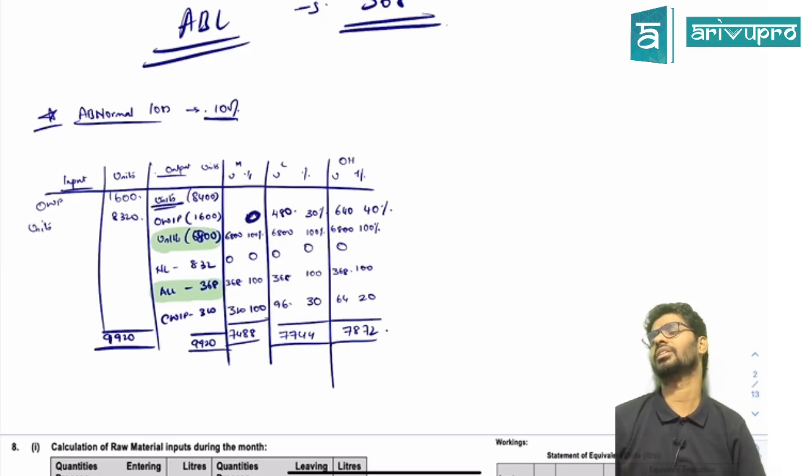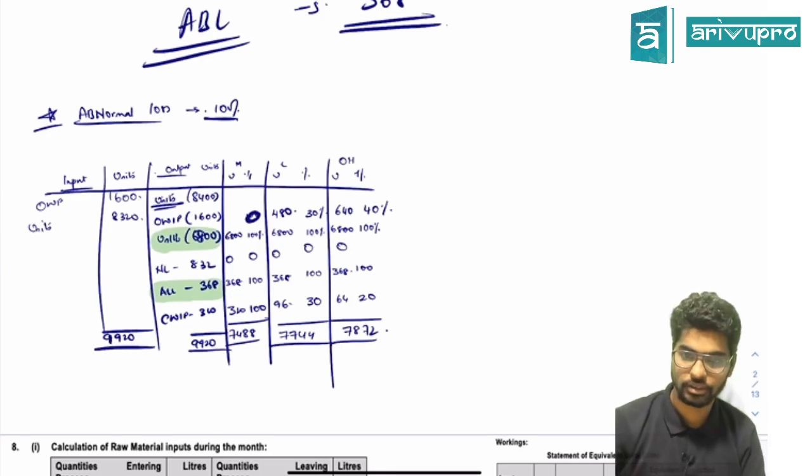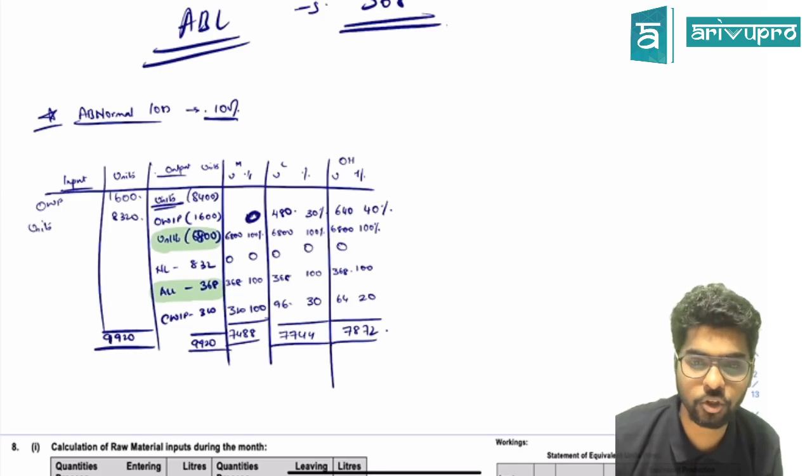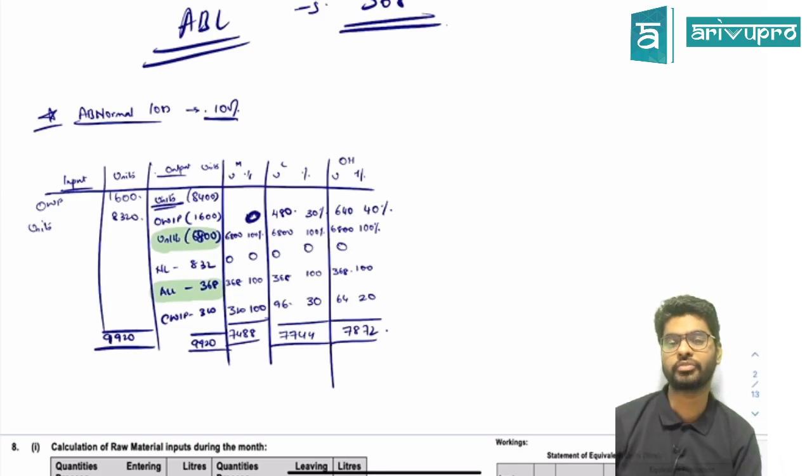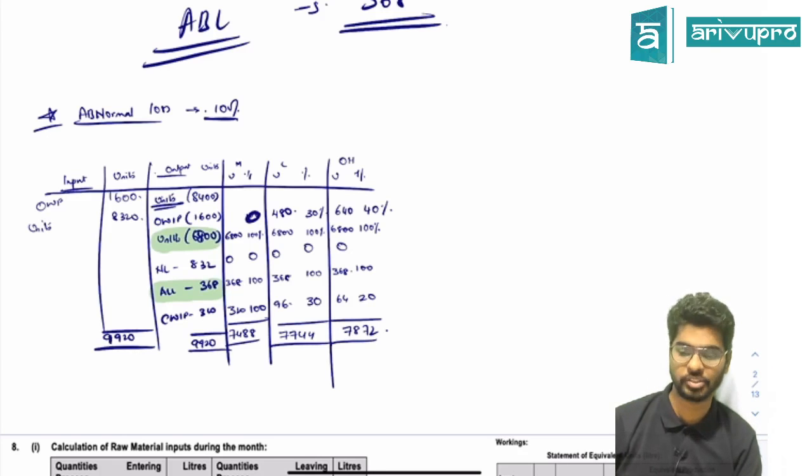Which one, Rakshit? Rakshit, you can unmute yourself and ask. I told you, if nothing is given in the abnormal loss, I'll assume it to be 100% completed, and then it became an abnormal loss.